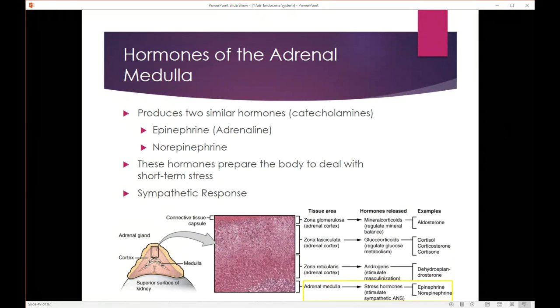So the hormones of our adrenal medulla: we're going to produce two similar hormones here. We have our catecholamines. Those catecholamines are the epinephrine or adrenaline and norepinephrine. Those hormones are going to prepare the body to deal with short-term stress. They're also a part of our sympathetic response of our nervous system. You see this released then.